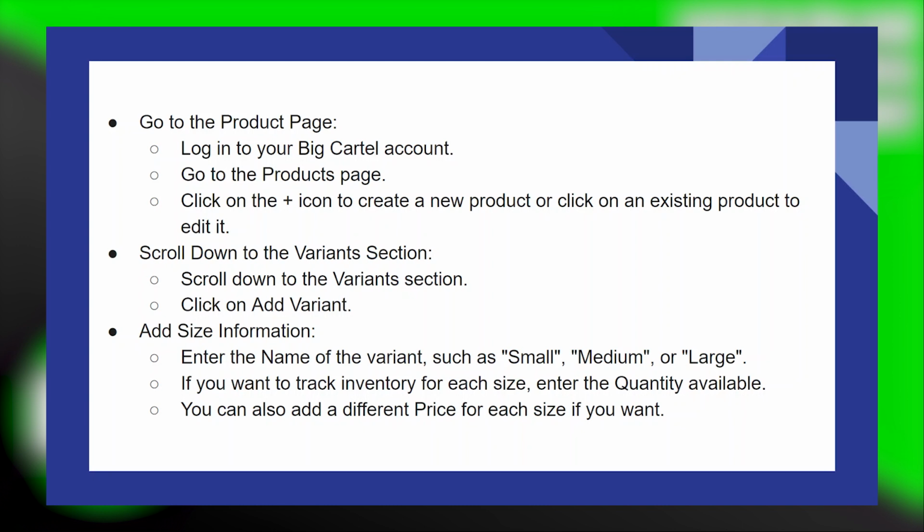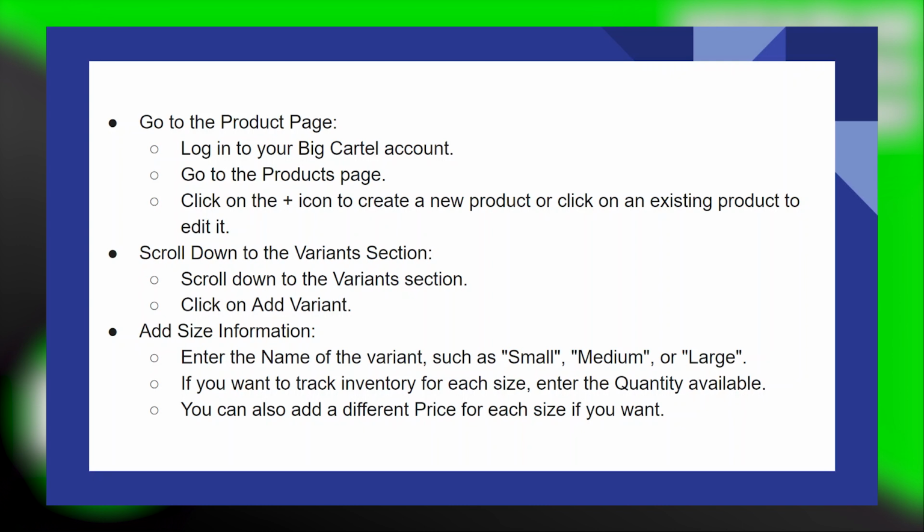Firstly, go to the product page. So, log in to your Big Cartel account. Then, go to the products page. Now click on the plus icon to create a new product or click on an existing product to edit it.